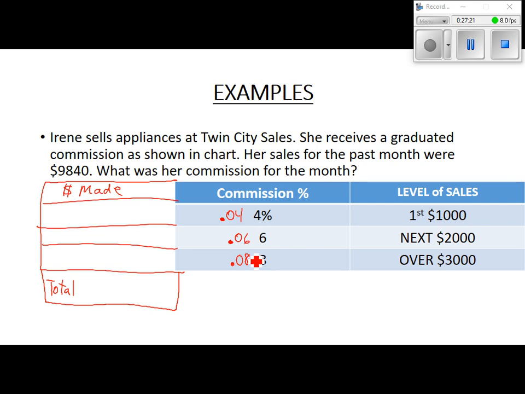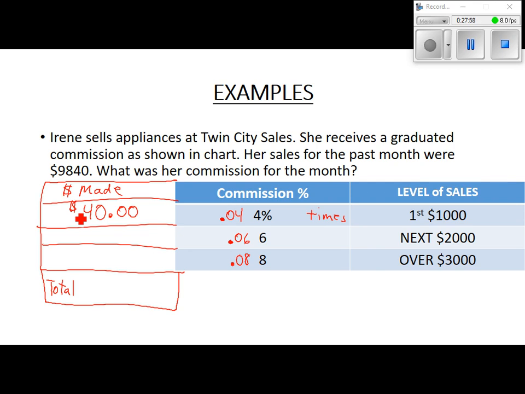So how are we gonna figure out how much she made for the first 1,000? What do you do with the commission and the $1,000? You times it. So somebody help me out. 0.04 times 1,000. It ain't much. $40. So she made $40 on that first 1,000 that she sold. That's her commission.